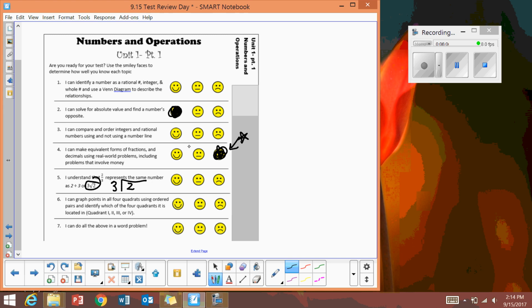Also, some students ask if they could put a smiley face in the middle because they're not kind of sad about it, but they're not happy about it. They're kind of in the middle. It's okay to put a smiley face in the middle. It's your ISN. It's your way to track yourself. So that's kind of what you need to do.